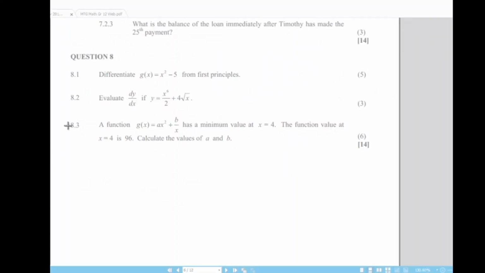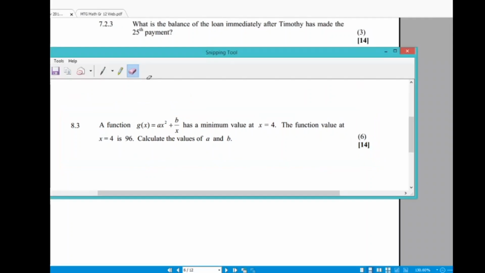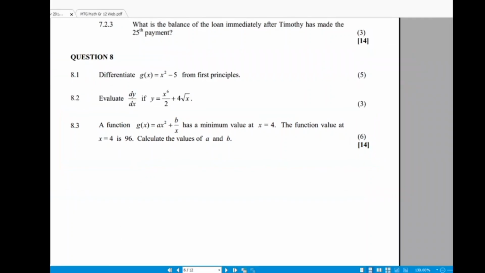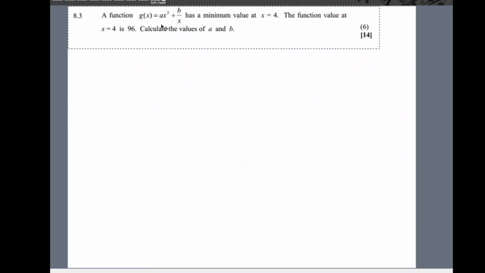Okay, question 8.3. So 8.3 says a function g of x equals ax squared plus b over x has a minimum value at x equals 4. The function value at x equals 4 is 96. Calculate the values of a and b, right?